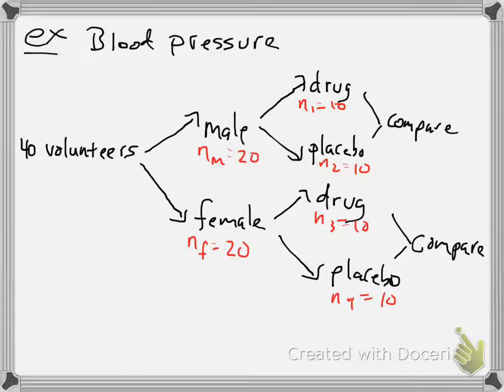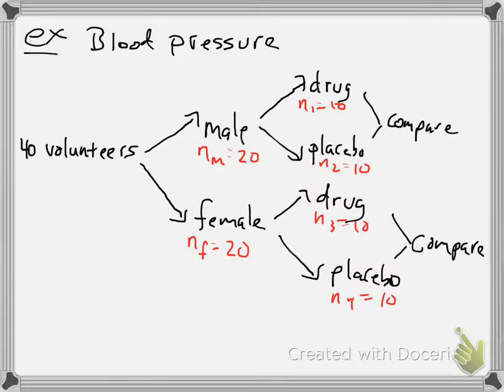So what we would do here is begin by splitting up the 20 males and 20 females. And then within these 20 males, randomly assign half of them to get the drug and the other half to get a placebo. And same thing with the females. Randomly assign half of them to get the drug, and the other half would get the placebo.